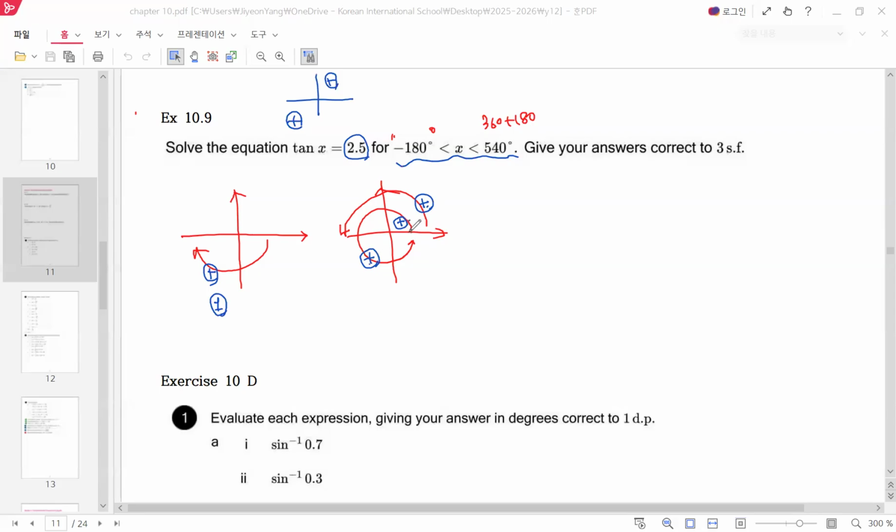So which is from 0 to 90, and then 180 to 270, and 360 to 450. There are 3 more answers in the positive direction. So in total, you need to find 4 values of x. Firstly, x equals tangent inverse of 2.5.